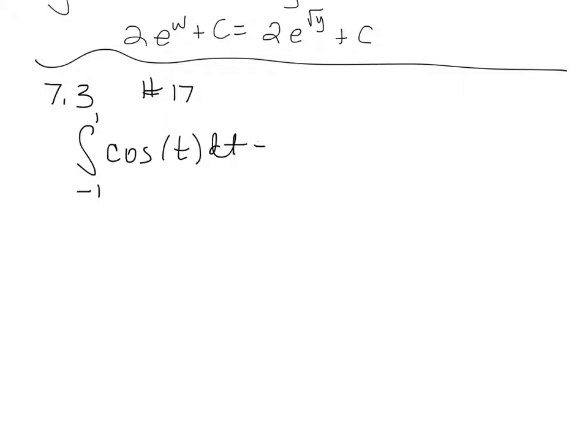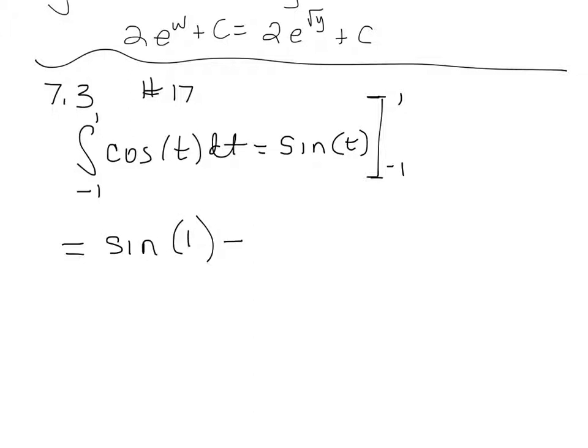So what is the antiderivative of that? Sine of t. And remember, these are my values. Well, Justin likes brackets, right? Those are my values that I'm plugging in. So that means this equals sine of 1 minus, we don't care, sine of -1. My question to you is, what is that?